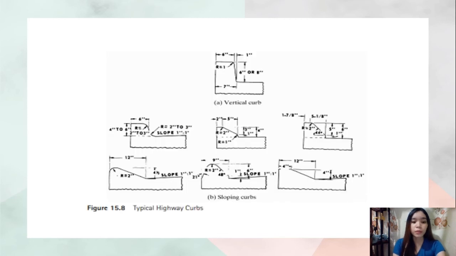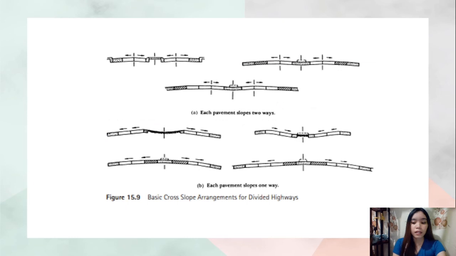So, ano siya, ang typical highway curve. So we have the vertical curve and the sloping curves. Then this one is the basic cross slope arrangement for divided highways. So makikita natin pavement slopes for two ways and then pavement slopes for one way.